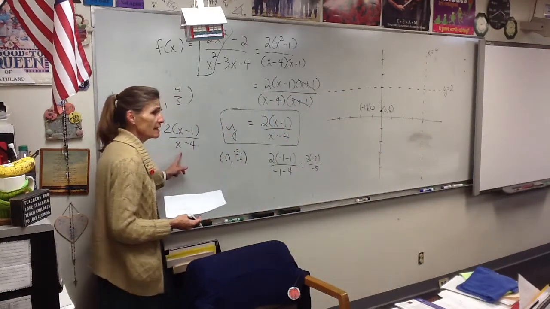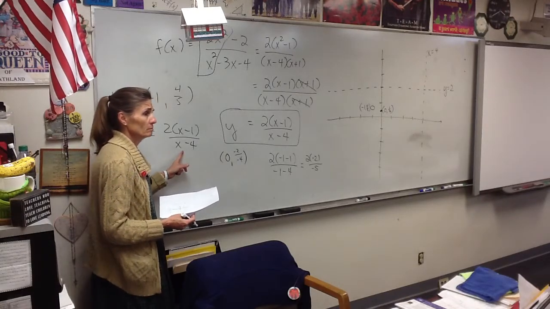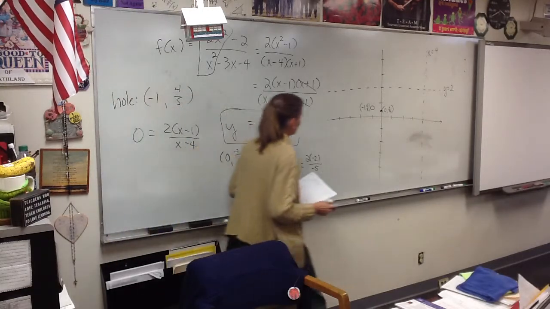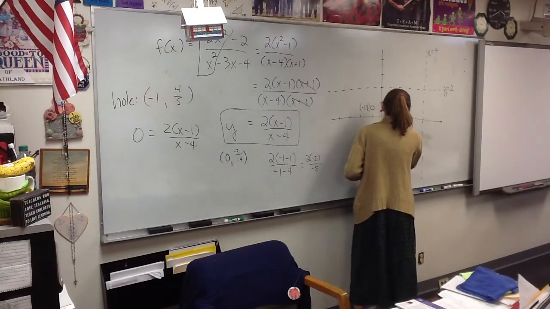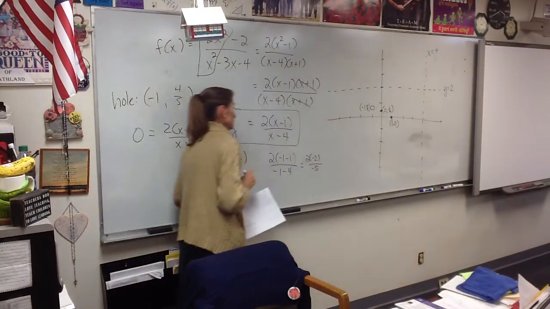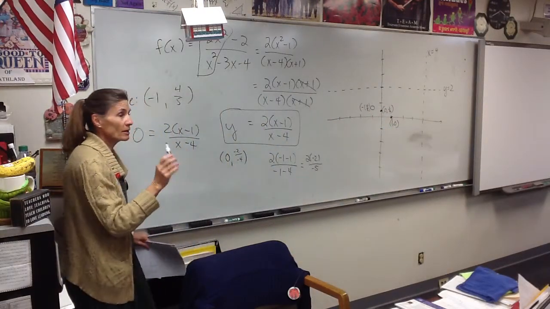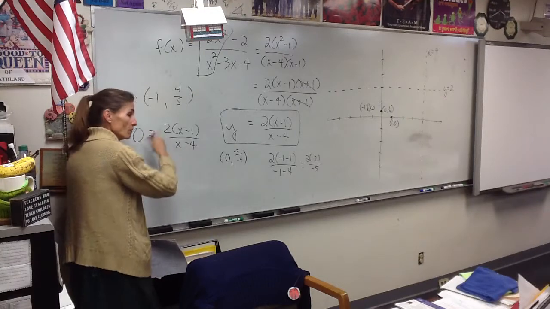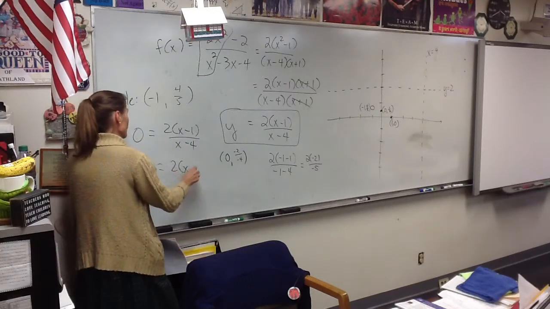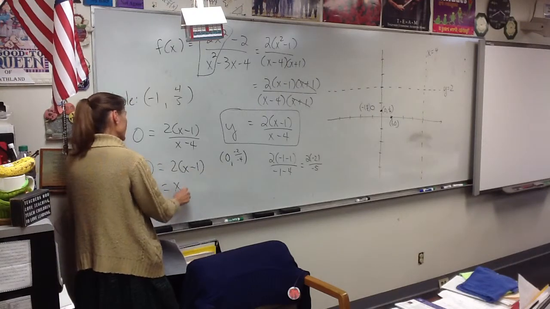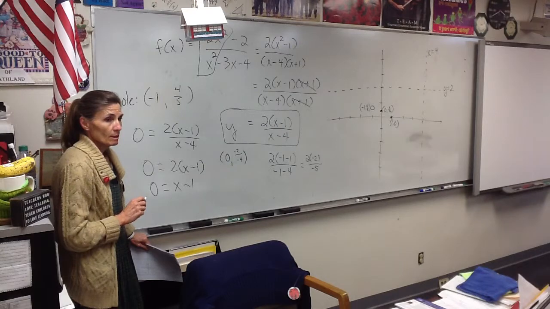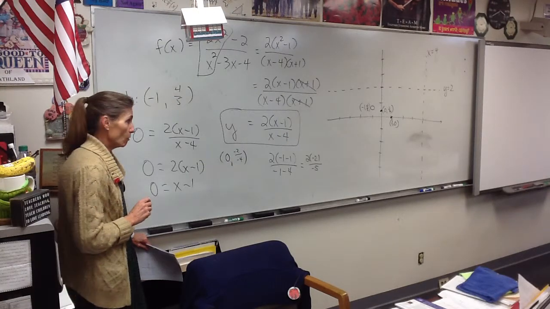All right, have you figured this out? X equals 1. I'll go through this one time. I'm not going to do this anymore. You guys need to be able to solve this equation. Multiply your denominator over here, it's still 0. Divide by 2, it's still 0. Add 1, x equals 1.